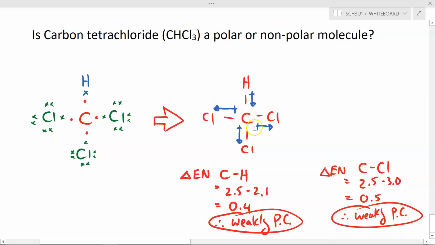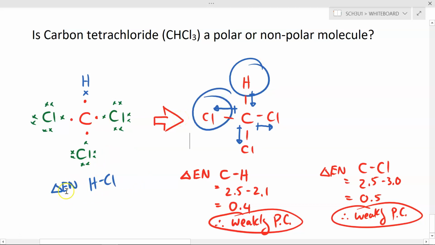We can then draw on our dipole moments. With the C-H bond, the electrons are moving towards the carbon because it's more electronegative, but not by much, but it's going to move in towards the carbon. While over here, the electrons are moving towards the chlorine in each of these bonds. Once again, be careful. Sometimes I'll see students doing delta EN calculations for H and Cl, but H and Cl aren't even connected to each other, so you can't do a delta EN calculation if there is no such bond.